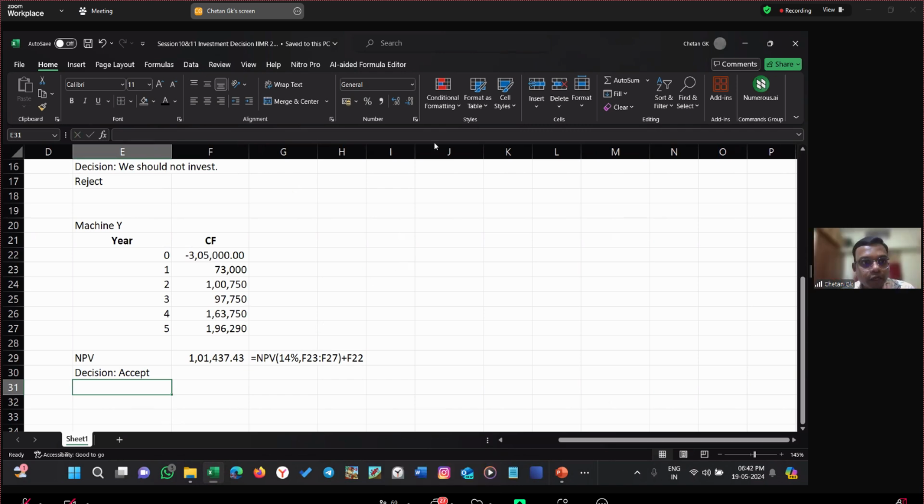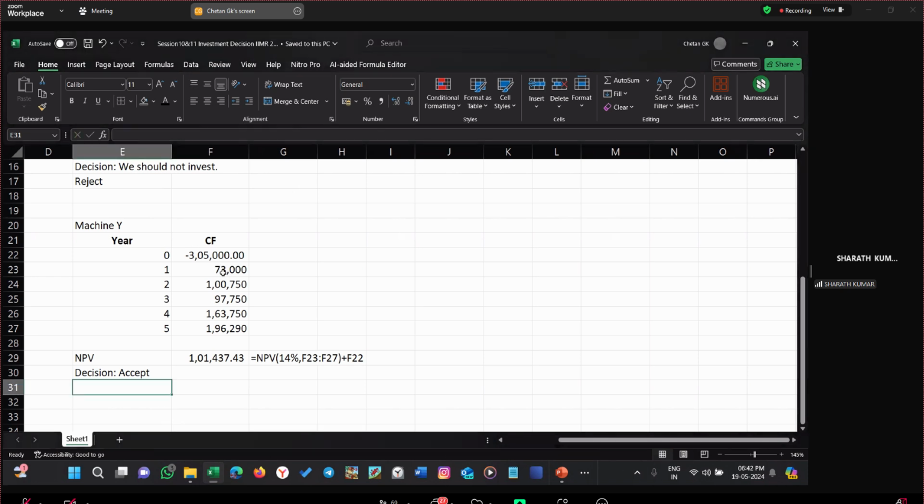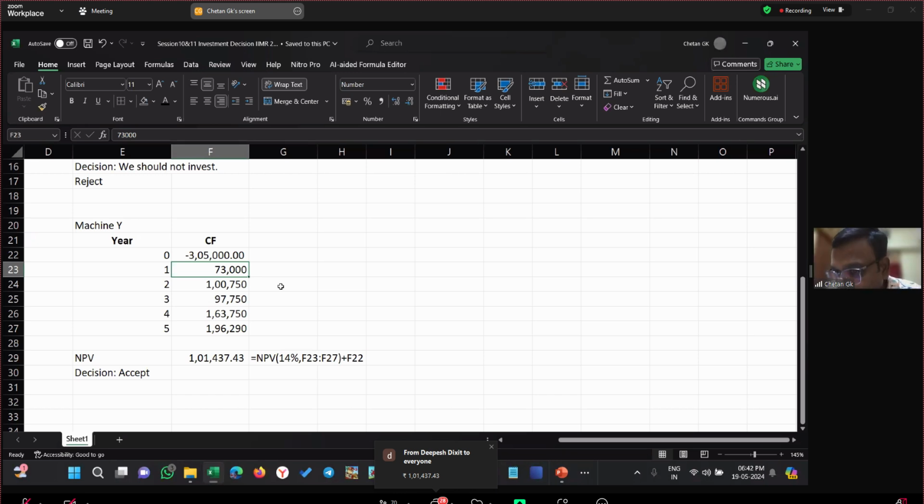Okay, so 5. Sir, I have a question. How do we compute if we are getting some amount year on year back? For example, my parent company is investing 10 lakhs in a machinery, and year on year they might get some 10,000 every year. So how do we calculate in that scenario for 5 years?